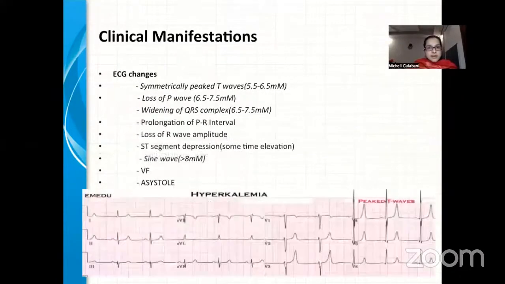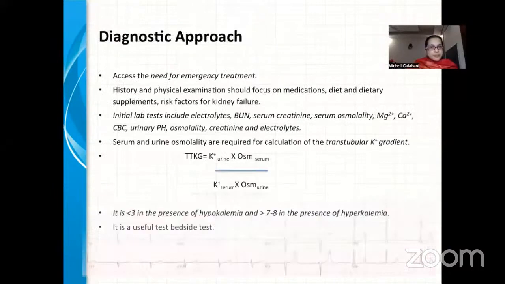So in this ECG, we see the symmetrically peaked T waves, loss of the P wave complex, which occurs at 6.5 to 7.5 potassium levels, widening of the QRS complex, prolongation of the PR interval, and a sine wave pattern at levels more than 8, which can finally terminate into VF and asystole.